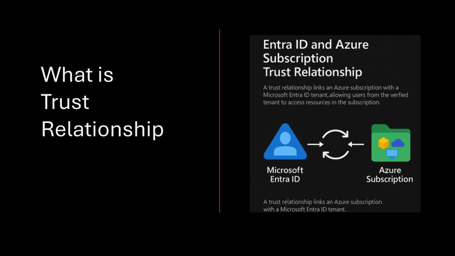Azure relies on Entra ID to verify user identities and group memberships. Only users and service principals from the trusted Entra ID tenant can be granted access to that subscription. Can you change or add trusts? Not directly. A subscription is tied to one and only one Entra ID tenant at a time.